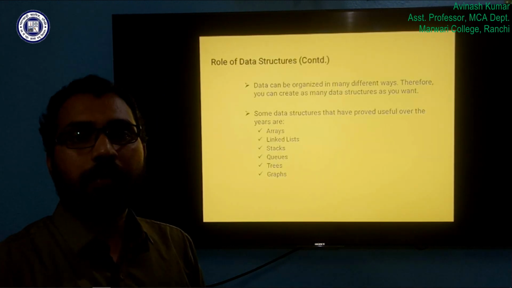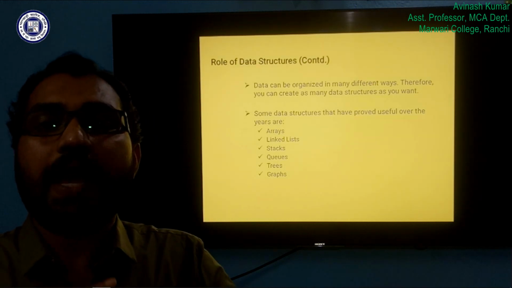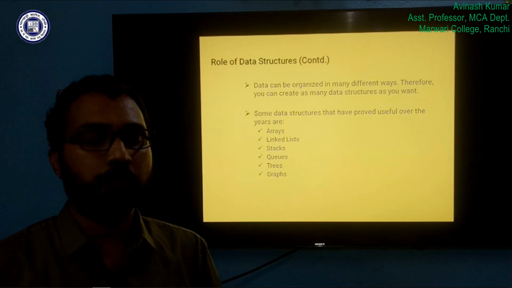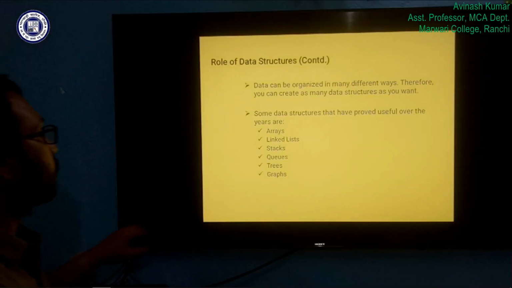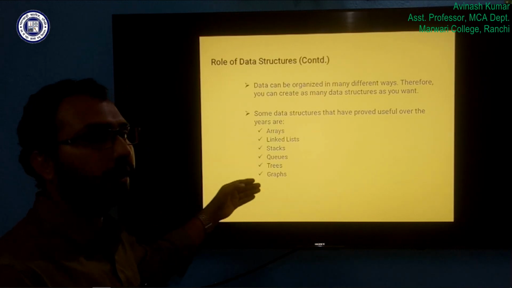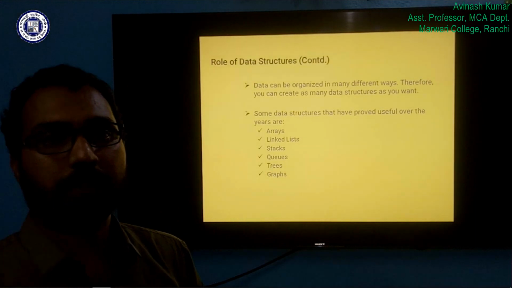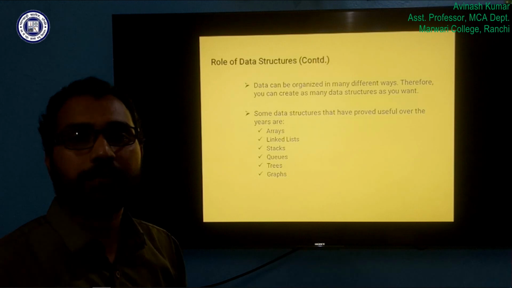Data can be organized in many different ways, and therefore you can create as many data structures as you want. So we do not have any limitations on creating data structures. There are many ways in which we can create different types of data structures. Some of them are listed below. So we have array, linked list, stack, queue, tree, graphs. They are commonly known as data structures. Now what type of data structures are these? We will discuss that later in this session.